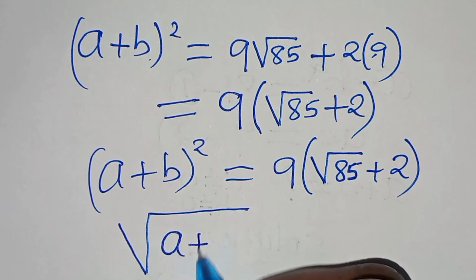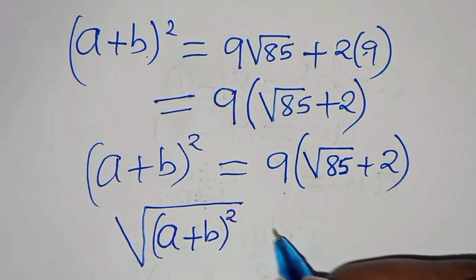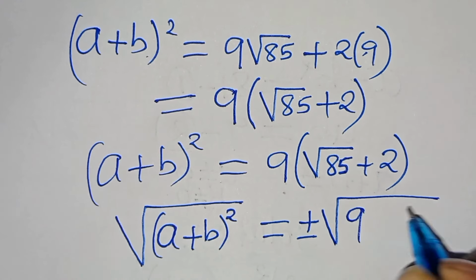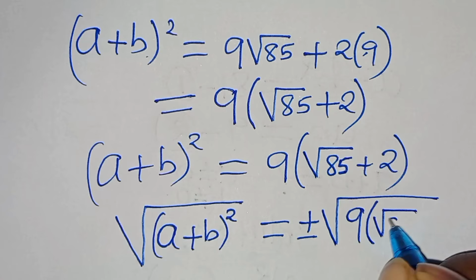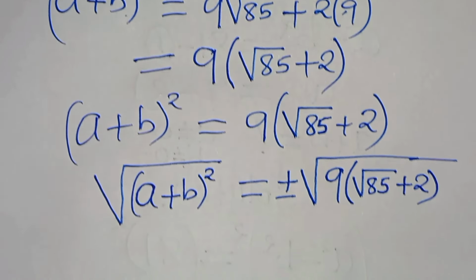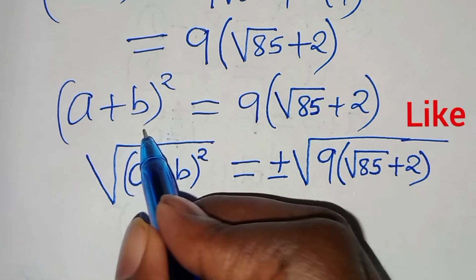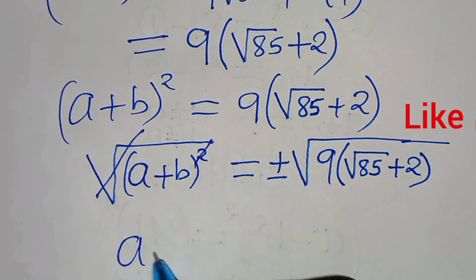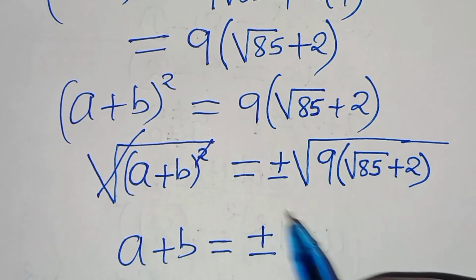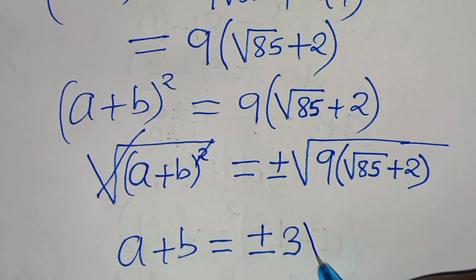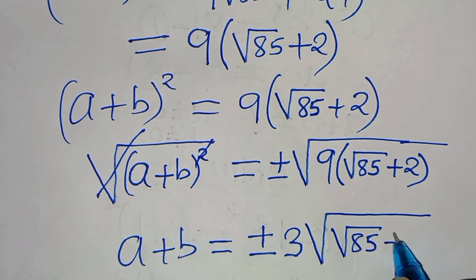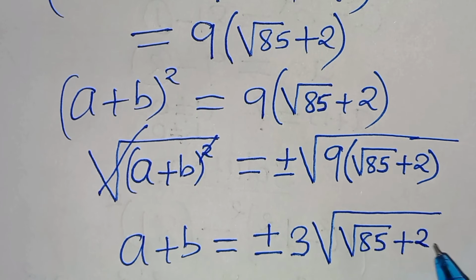To solve for a plus b, we introduce square root on both sides, so that we have the square root of (a plus b) raised to the power of 2 equal to plus or minus the square root of 9 into the parentheses, we have root 85, then plus 2. And this implies that here we can eliminate the square root sign, so that we have a plus b equal to plus or minus the square root of 9, which is 3, then we have the square root of root 85 plus 2.